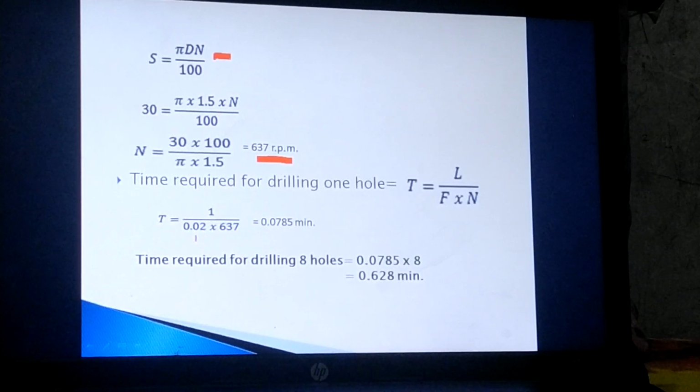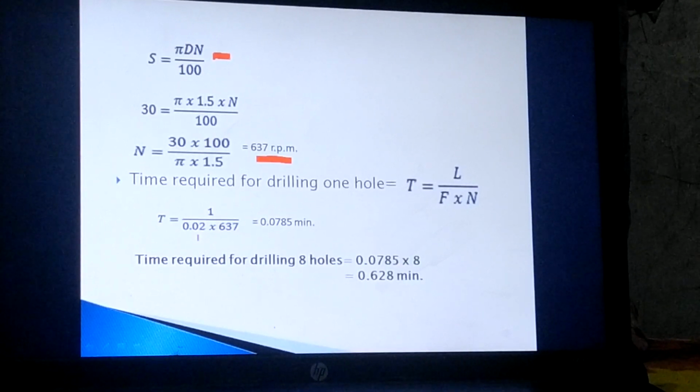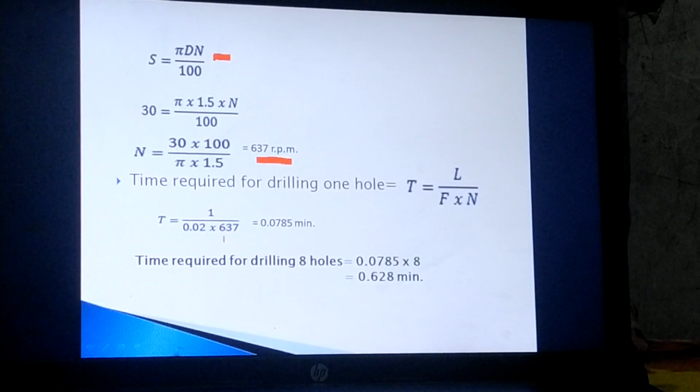So we have to calculate 0.02 centimeters per revolution and 637 rpm. By using the calculator, we can simply calculate the machining time as 0.0785. This is the time required to produce one hole.